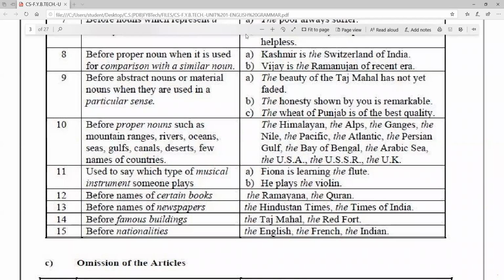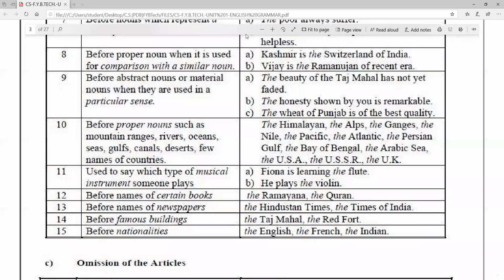Then there are many deserts. The cold desert of Leh Ladakh is also there, okay. So these are the deserts. And few names of countries. So before the names of countries also we use the as an article. Let's see the examples of these. The Himalayas means whatever the Himalayan mountain range is there, before that we use the as an article.